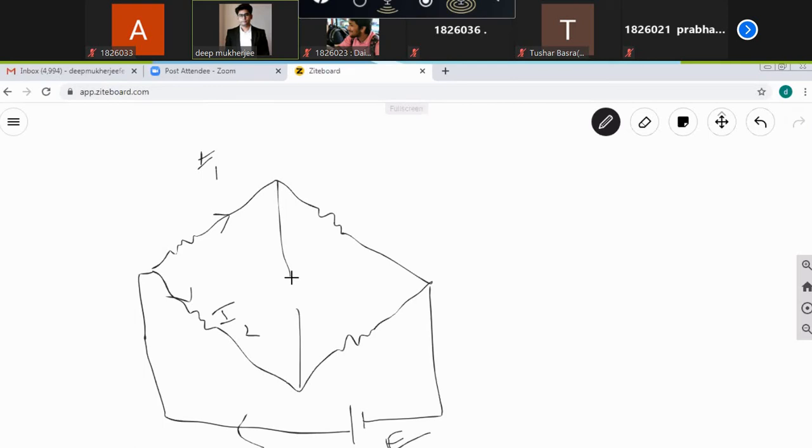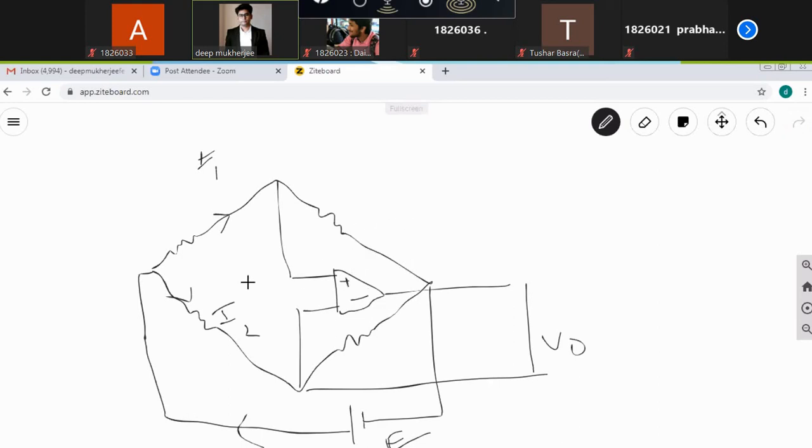Okay, so now through this terminal, we have connected the operational amplifier here. So this is your output. This is the plus, and this is the minus.